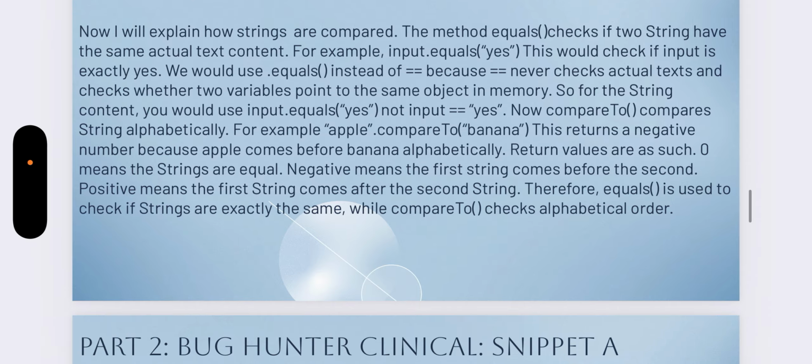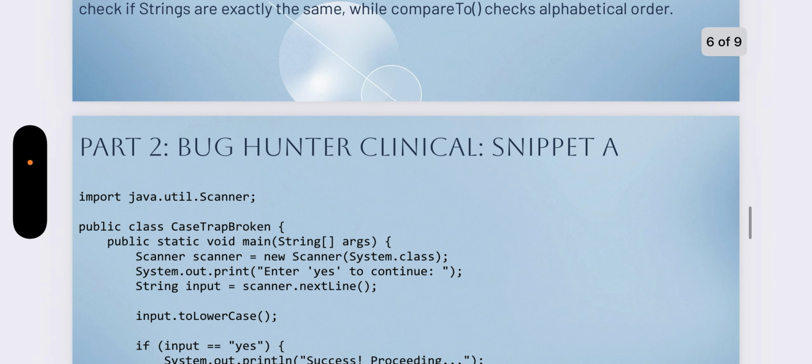Now compare strings alphabetically. For example, "apple".compareTo("banana") returns a negative number because apple comes before banana alphabetically. The return values are as such. 0 means the strings are equal, negative means the first string comes before the second, positive means the first string comes after the second.